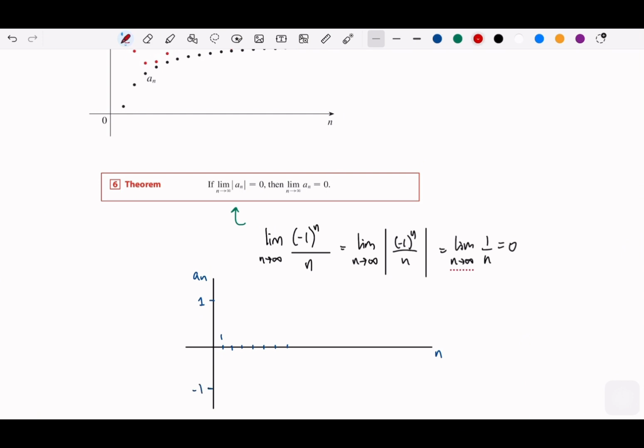So we start from here, right? And then n equal 2, it will be positive one half, so 2 will be here. And then 3 will be negative, so -1 over 3, perhaps it's going to be there, maybe here. And then 1 over 4, it's positive, so it's small here.